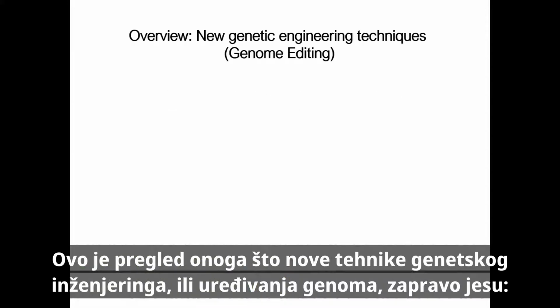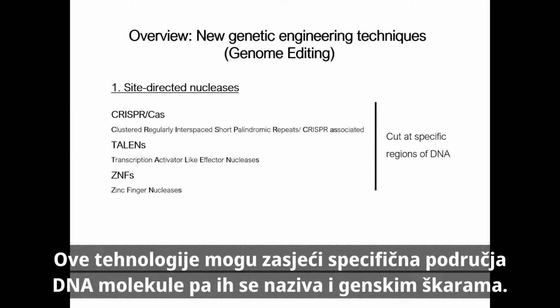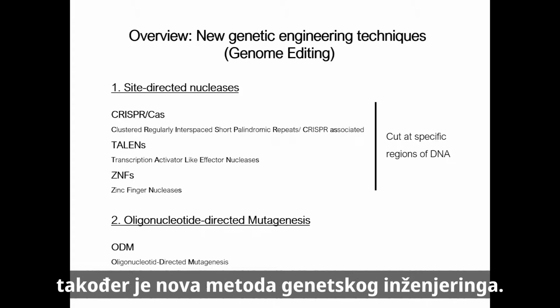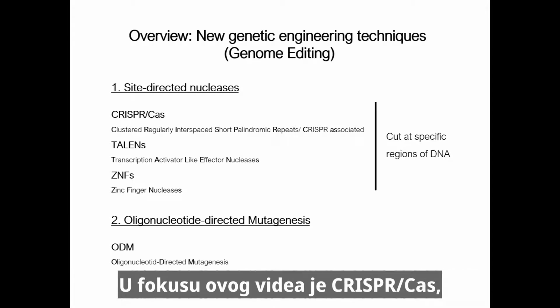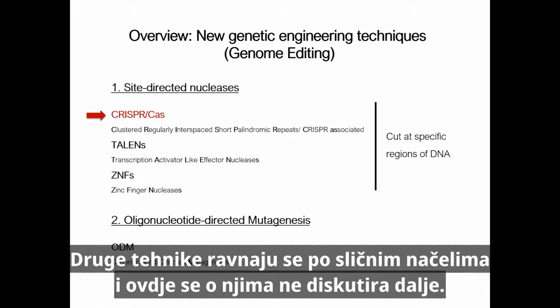Here's an overview of what the new genetic engineering techniques or genome editing actually are. These are the site-directed nucleases such as CRISPR-Cas, the TALENs, or the zinc fingers. These technologies are able to cut at specific regions of DNA, therefore they are also called gene scissors. Oligonucleotide-directed mutagenesis, which is abbreviated as ODM, is also a new genetic engineering method. The focus of this video is on CRISPR-Cas as it is the most commonly used genome editing technique at the moment. The other techniques follow similar principles and are not further discussed here.